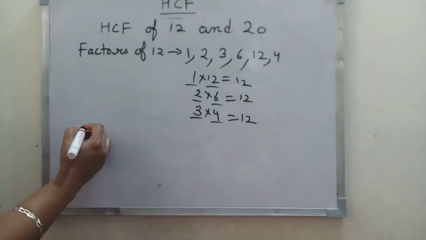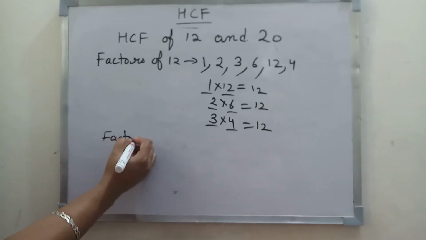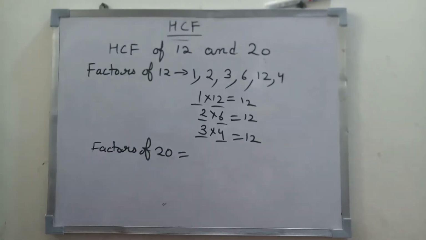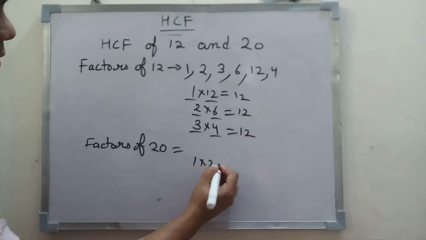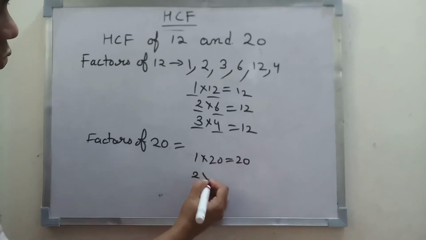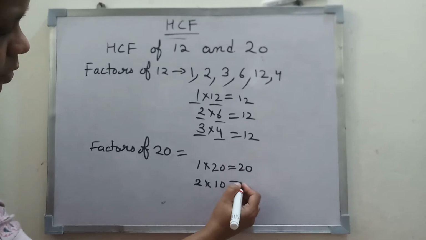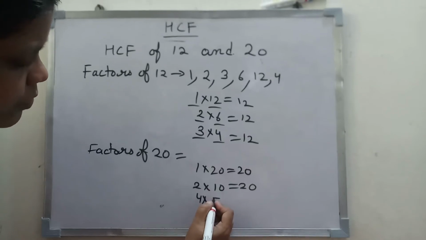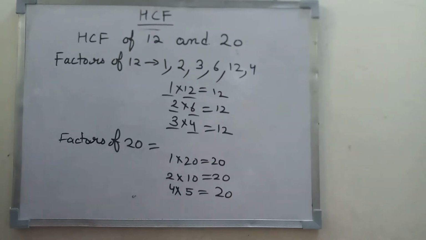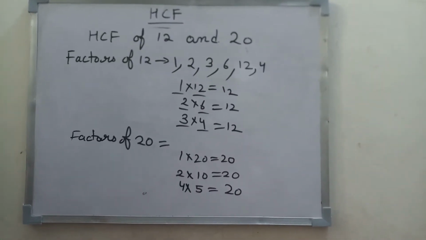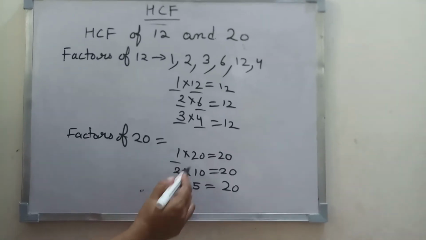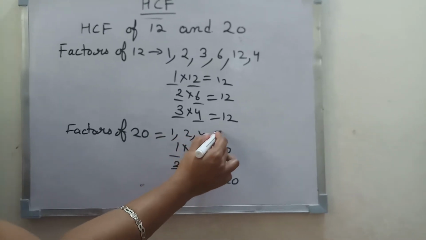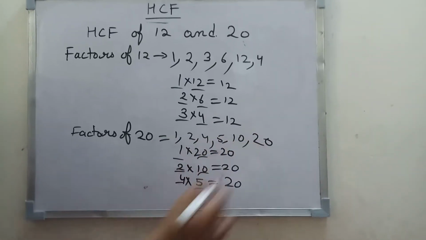Now let us see what are the factors of 20. 1 20s are 20, 2 10s are 20, similarly 4 5s are 20. So these all are the factors of 20: 1, 2, 4, 5, 10, 20.